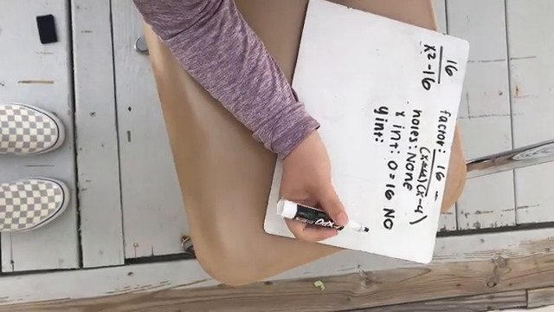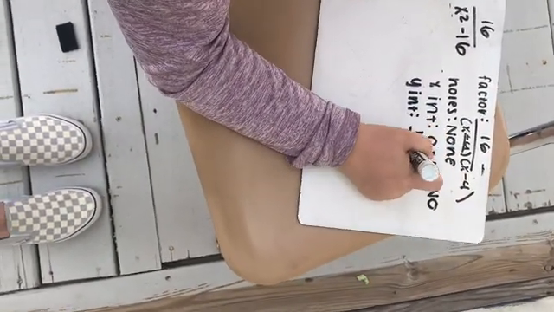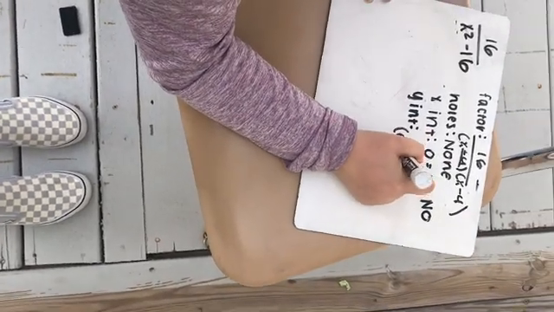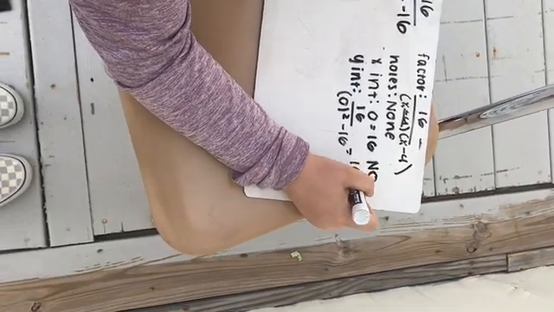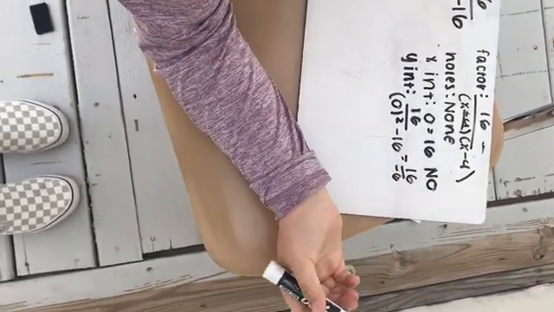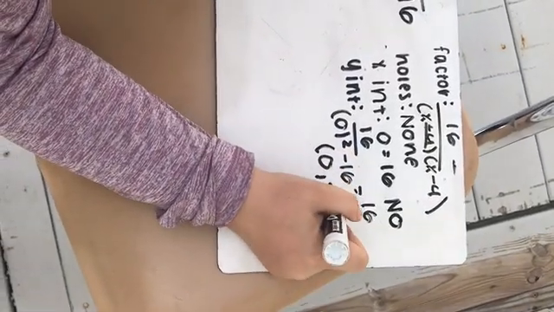Okay, so for the y-intercept, we're going to be plugging 0 in for our x that we have. So it's 16 over 0 squared minus 16. And that's going to go out to 16 over negative 16, which is negative 1. And we're going to write it as a coordinate, so it's going to be 0, negative 1.